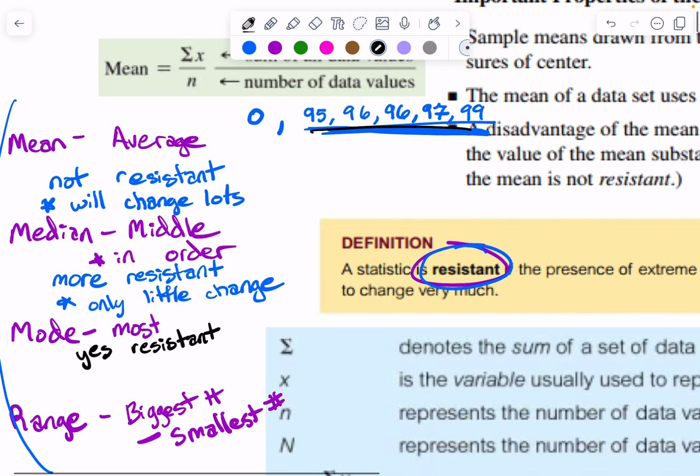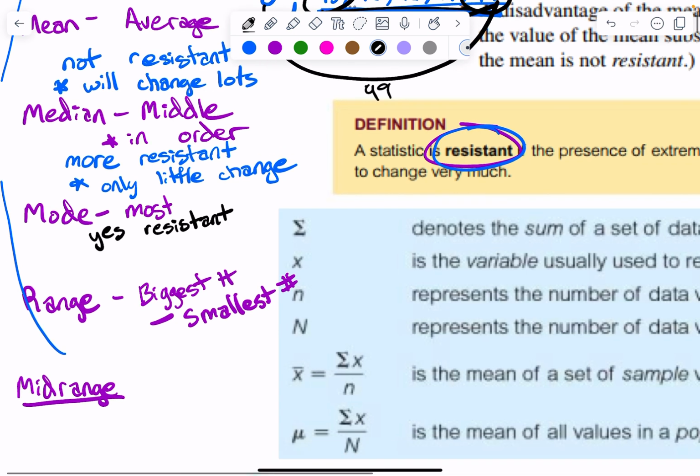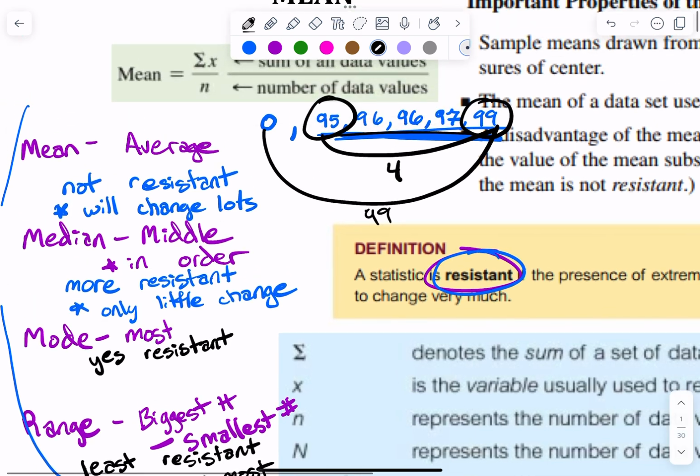Okay, and then range. Before, my range, highest minus lowest, was 90 minus 95. So I had 4 for a range of values. Now my range is 99. Huge, huge change. Probably the most change. It changes more than the average does, right? So it is the least resistant to outliers. The range will have the absolute most change, okay?